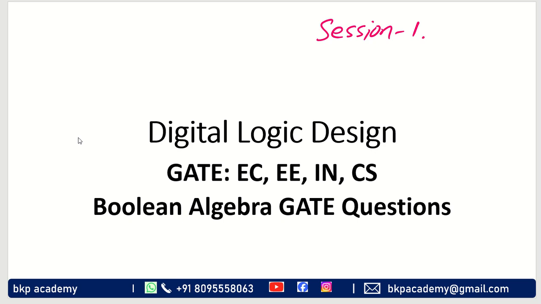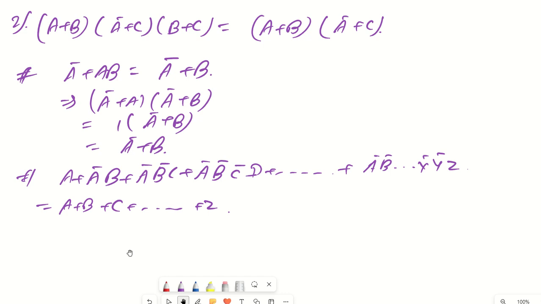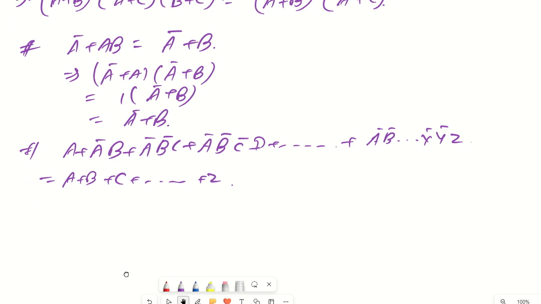Alright, so we had seen Boolean Algebra theoretical part in the first session. Now we'll solve some questions based on that Boolean Algebra. There are a lot of questions that have been asked in GATE in EC, EE, IN or CS, and we'll try to see them one by one. Okay, so let us start. As you had seen, we had reached up to consensus theorem in our theoretical part. Now we'll start with questions.